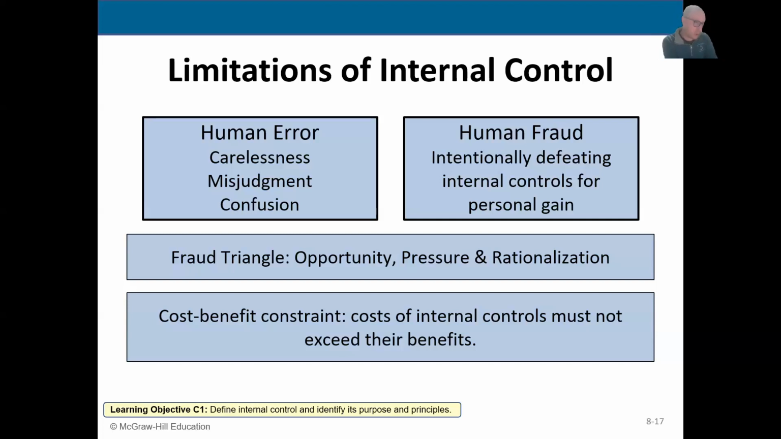When you implement your internal controls, there's a cost benefit analysis at play here. So the idea is that the cost of implementing the internal controls should not outweigh their benefits. Okay. So that's the conversation on internal controls.